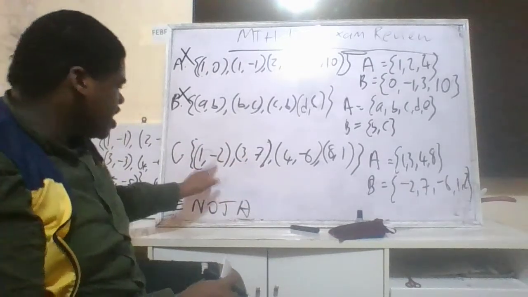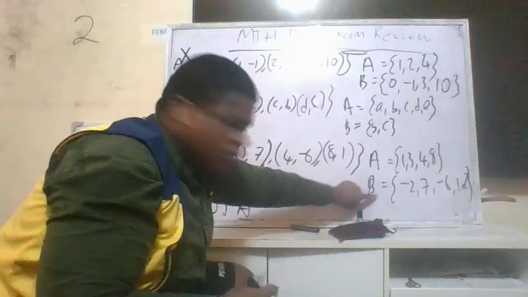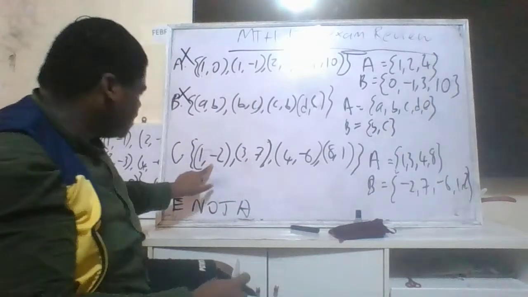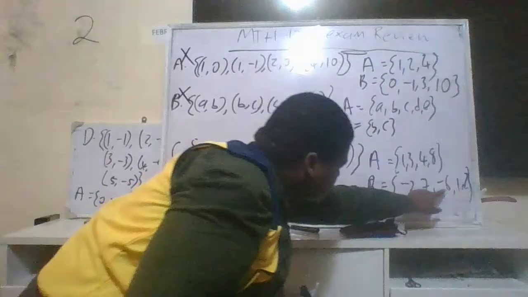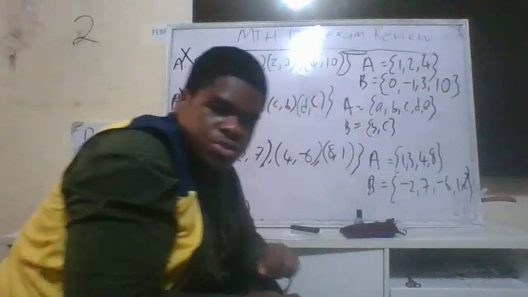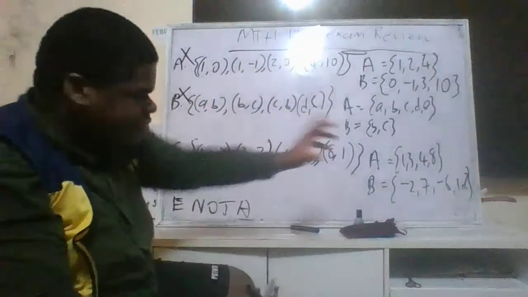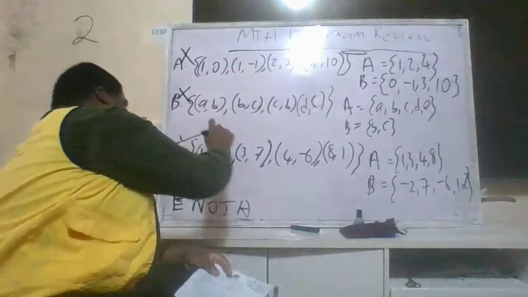The third rule says that each of the wives must be part of the universe. We have -2, 7, -6, and 1. Good. So every wife there is part of the universe. So option C is correct.